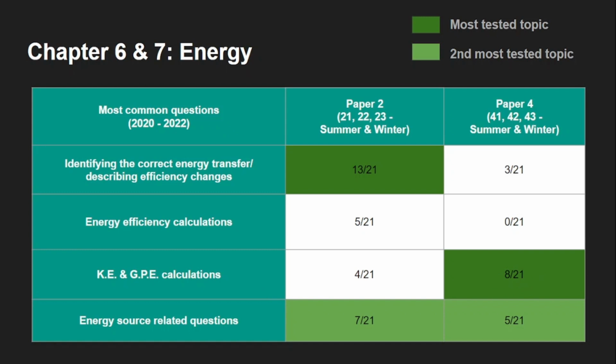I also want to mention that compared to paper 4, there are more questions in paper 2. So if you had your different papers on different days and you wanted to prioritize certain topics to prepare for paper 2, I'd say that energy is going to be a big hitter there.